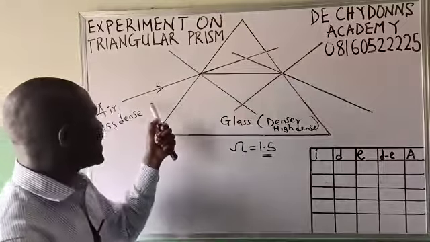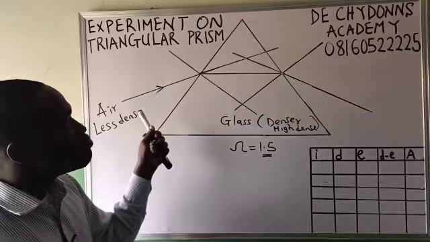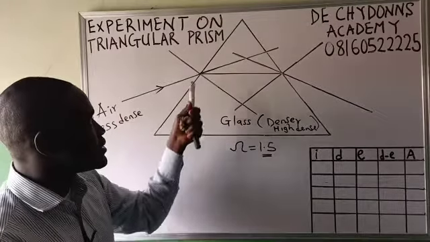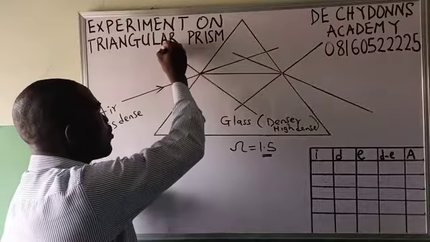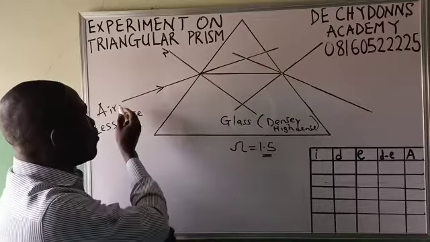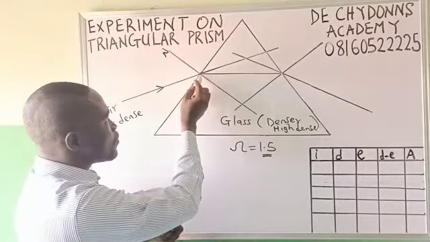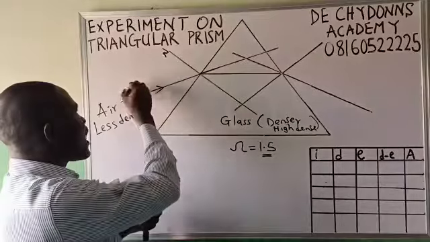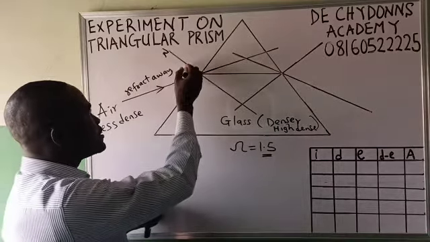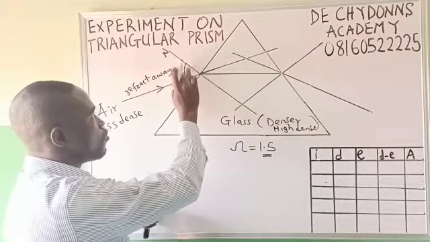Now, once the light ray is coming from air, which is less dense, and it meets the boundary between the air and the glass, you have what we call the normal here. Once it gets there, while coming from air and entering the glass, we say it will refract away from the normal. It means that the angle here will be bigger.